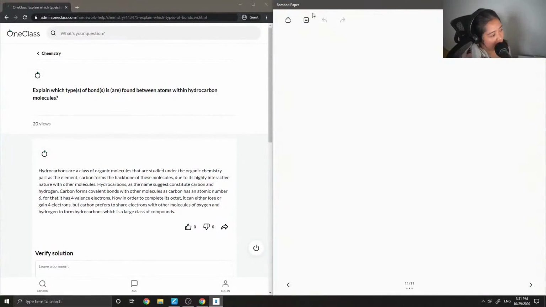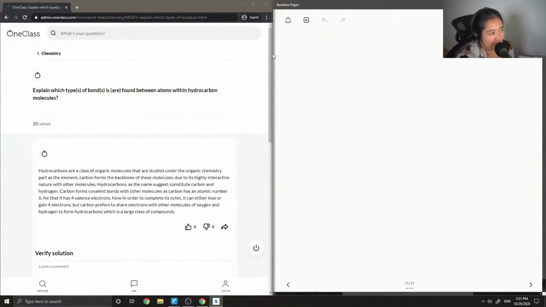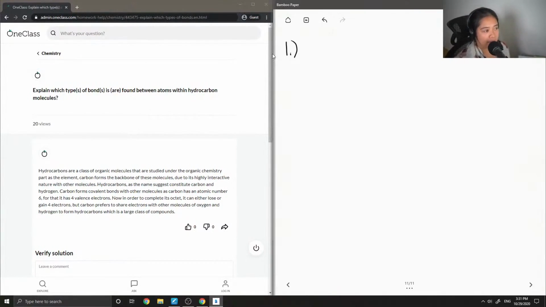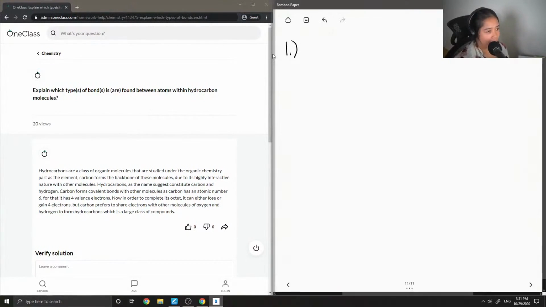Okay, so the first question asks to explain which type or types of bonds are found between atoms within hydrocarbon molecules. Okay, so I'm going to write question number 1. There's a lot of different chemical bonds that you could have for compounds altogether. First, I'm just going to talk about ionic bonds.